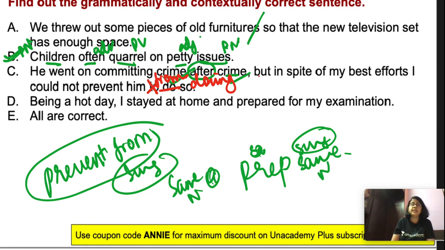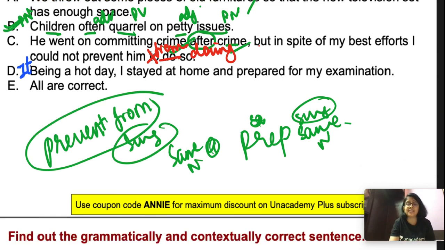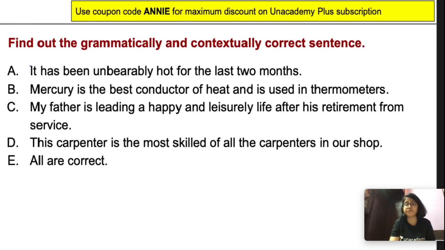Next. Being a hot day, I stayed at home and prepared for my examination. Here the subject is missing. Being a hot day, what is the subject? So here you have to add the subject, which is it. Introductory pronoun. It being a hot day, I stayed at home. So option B is correct. So B is the answer. Next.